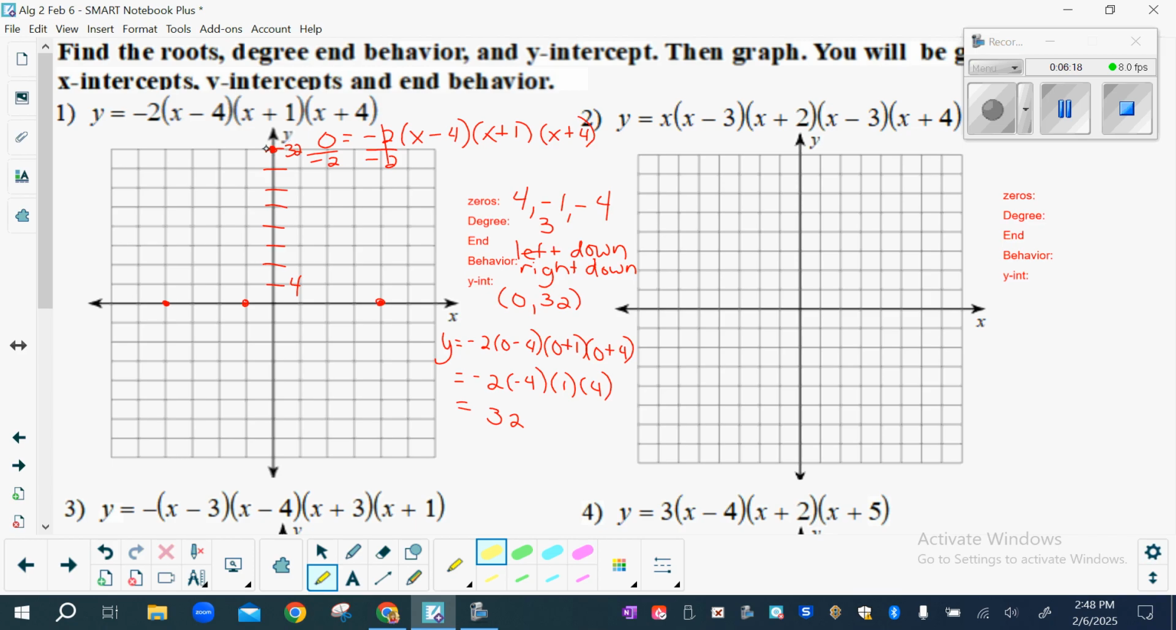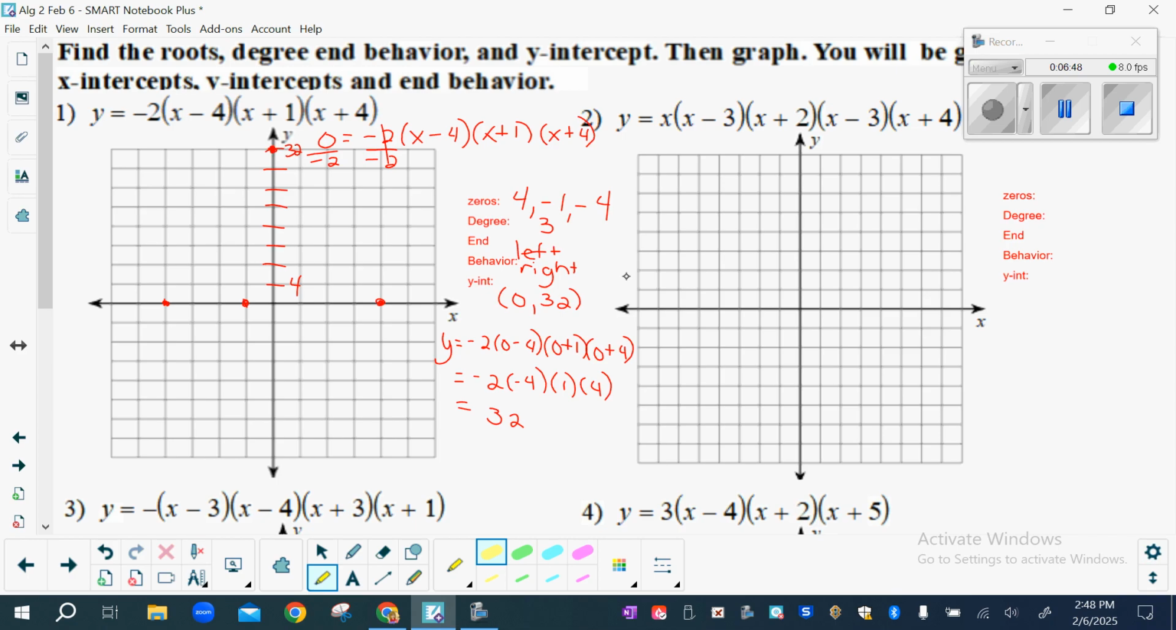Okay, so our end behavior, we start with left down, and we have 1 bump. 4, -4, -1. No. This end behavior is wrong. Sorry. Let's go back to the end behavior. Sorry, I didn't recognize that.